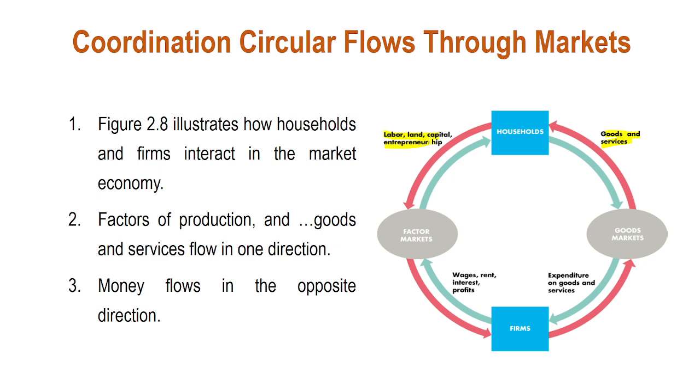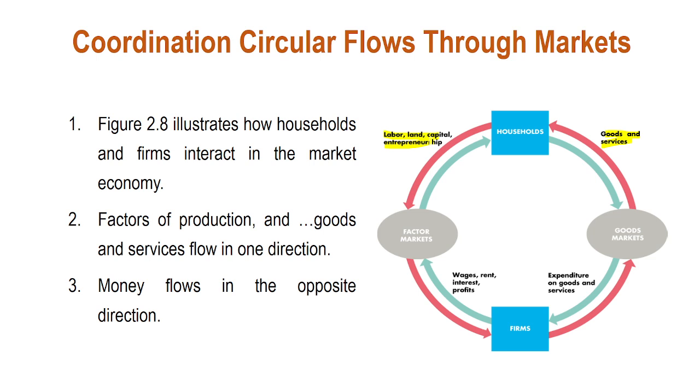What is the direction of factors of production? They flow from households to firms. In which process? The process is that households supply their labor and resources to firms, enabling the production process. In return, they receive income which can be used for consumption.